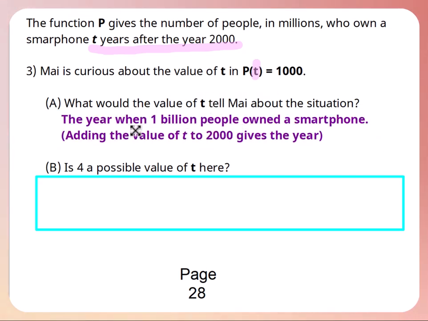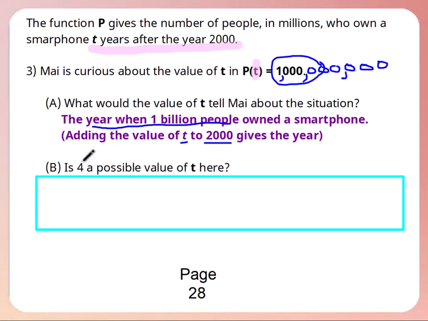T is going to tell us the year when, because we have that equal sign, 1,000 million people, or 1,000 times a million, so we've got to add 6 more zeros on: 1, 2, 3, 4, 5, 6. Put our commas in, taking those in groups of 3. So this is thousands, millions, billions. This is the year when 1 billion people owned a smartphone. Adding the value of T to 2000 gives us the year.